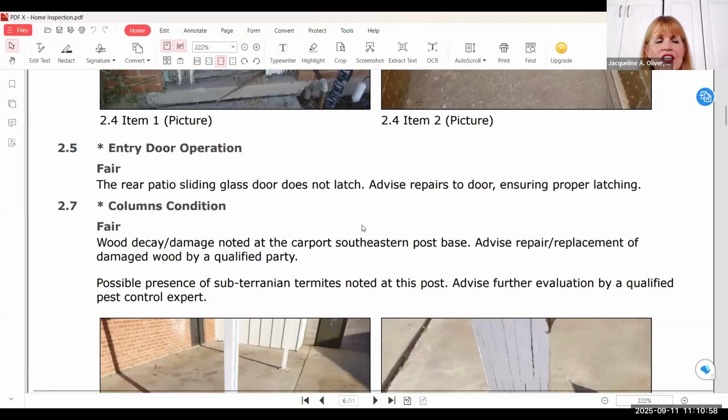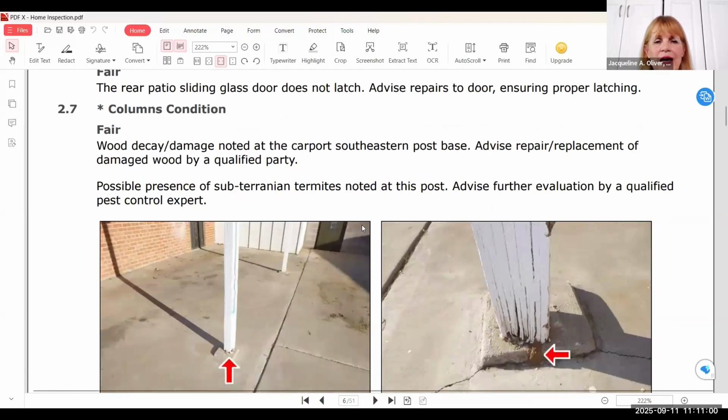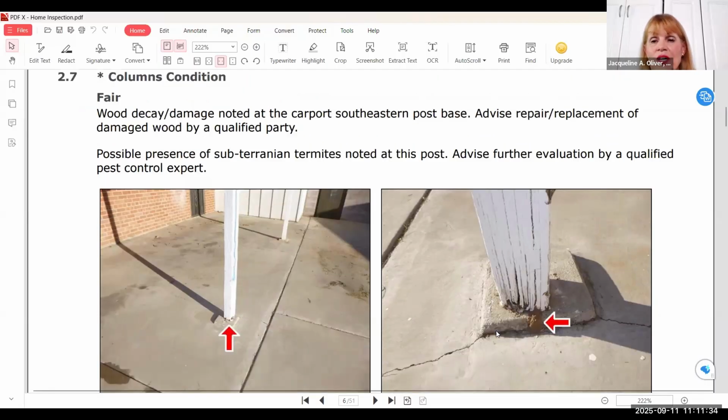Column conditions. Here's an example of wood decay damage at the carport, and you can see where the arrows are. They have a far away picture, and then they have the close picture to show the possible presence of subterranean termites. So it tells you to do further evaluation by a pest control expert. And remember, the RPA no longer has that in it. People have forgotten that they need to get a termite inspection. And if they have problems, they need to clear it. And if it's too much, that would be a basis to cancel.